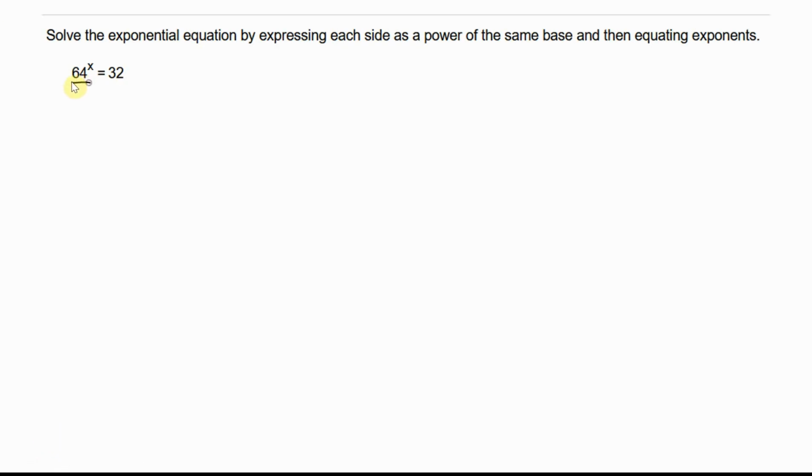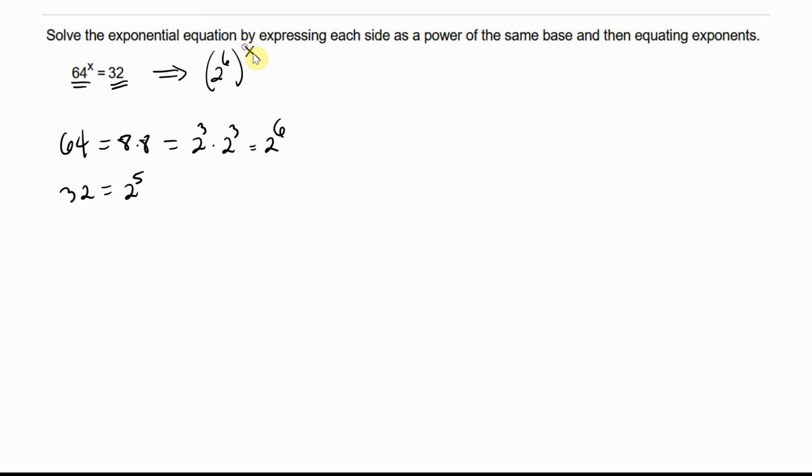Now, look at this 64. Look at that base. Look at 32. Well, there's something common there, but we have to kind of dig for it. So it looks like maybe the common base is going to be 2. So let's take the 64. So we know that this is 8 times 8. Well, 8 is 2 to the 3rd, times 2 to the 3rd. So this is 2 to the 6th. The 32 is 2 to the 5th, right? So this implies that this is 2 to the 6th raised to the x power is equal to 2 to the 5th power.